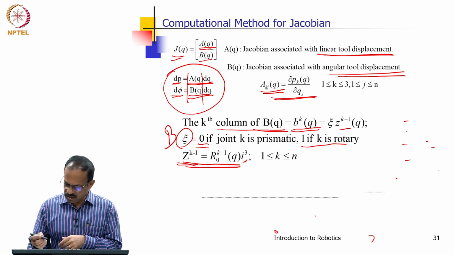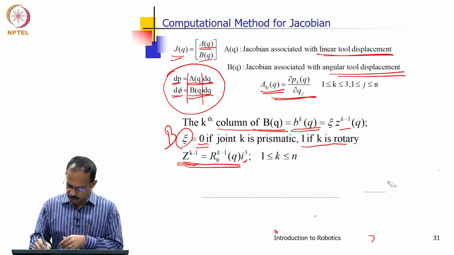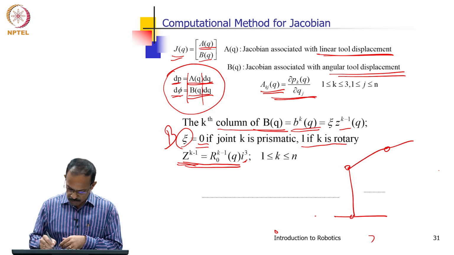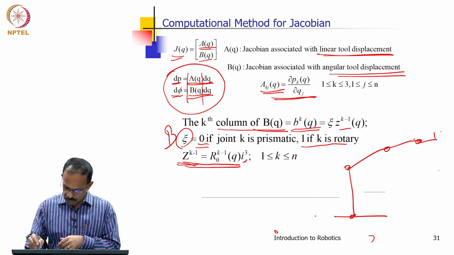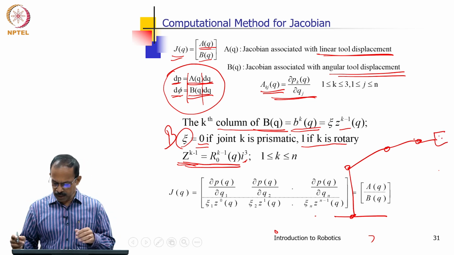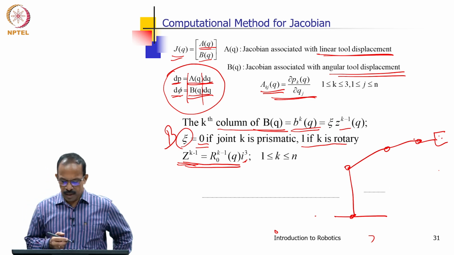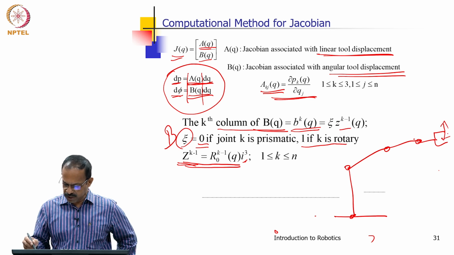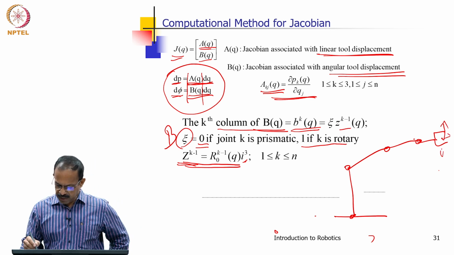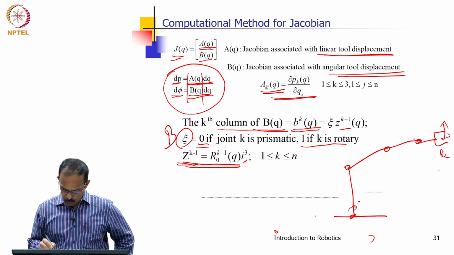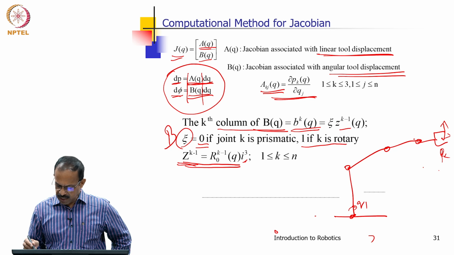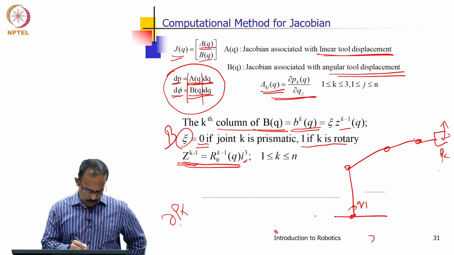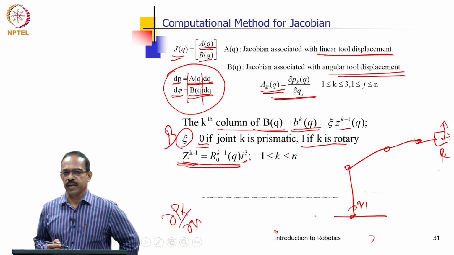So, if you look at this once again from the manipulator point of view, suppose you have a manipulator like this. It says that for the linear velocity part, how the position is changing with respect to q1, q2, q3, I mean the joint variables. So, you take this Px and find out, suppose this is q1, what is the relation of Px with respect to q1. How Px changes with respect to q1 is obtained by taking the partial derivative of Px over q1.